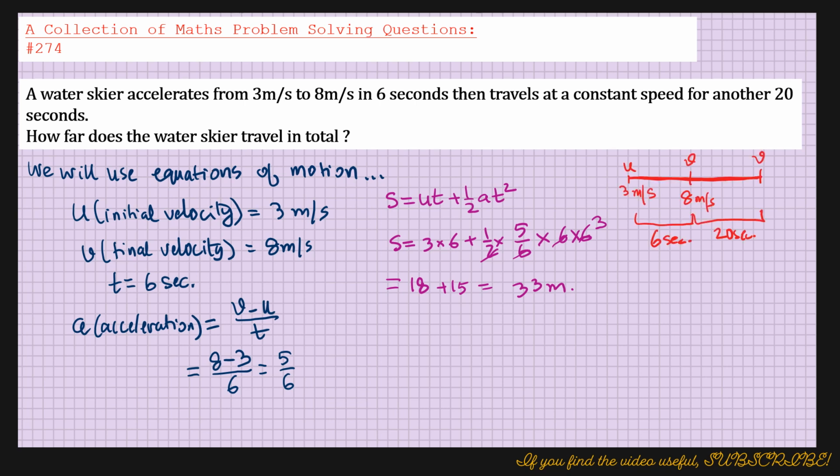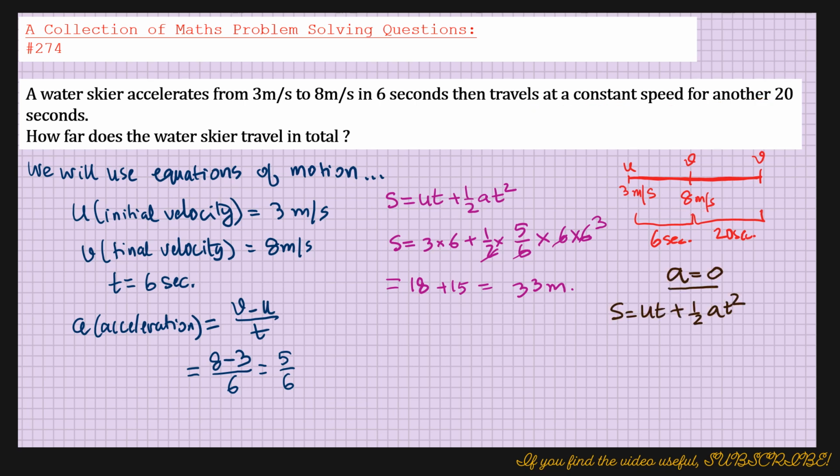And then I wanted to draw out the start and the finish velocities. It's not finished, it's going at constant speed. The starting velocity was 3 meters per second, and then the velocity increased to 8 meters per second, that's v. Then they're telling us that the skier travels at a constant speed for another 20 seconds. If the speed is constant, it would have remained at 8 meters per second, so v would also be 8 meters per second.